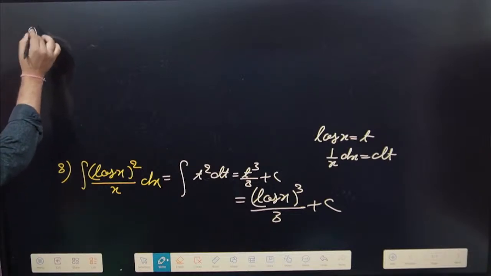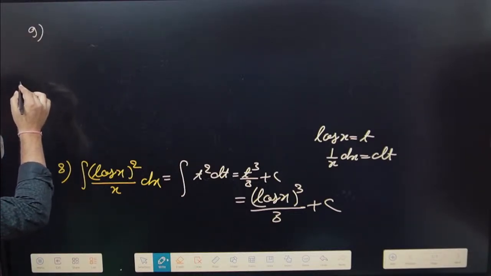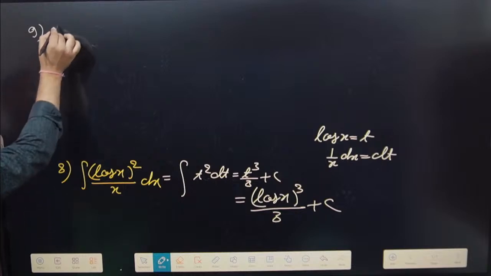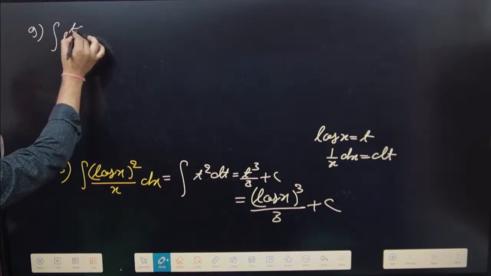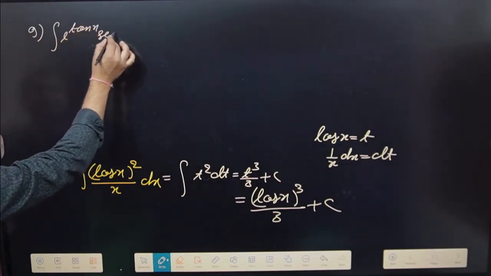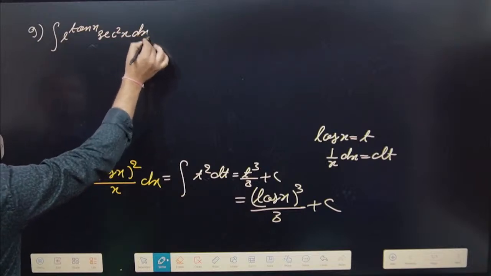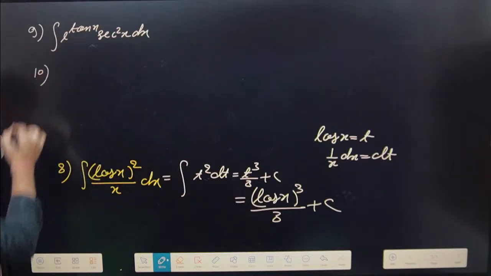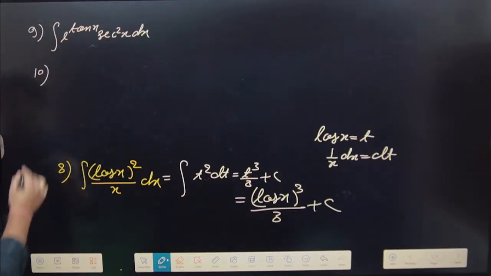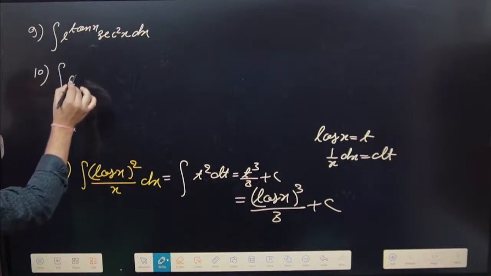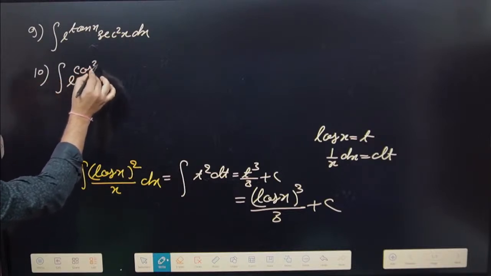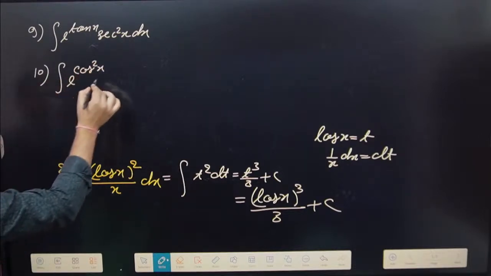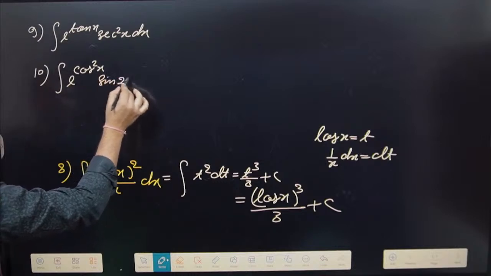Now question number 9: e to power 10x into sec square x dx. Question number 10: integration of e to power cos square x into sin 2x dx.